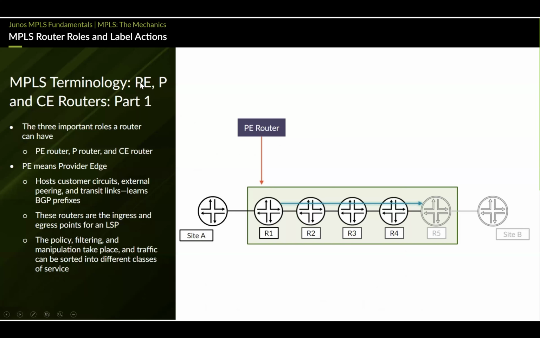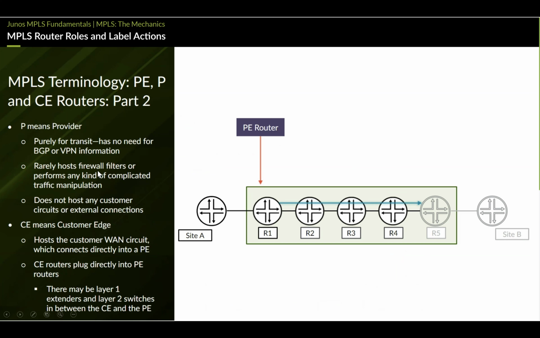MPLS terminology: PE, provider edge router, P, provider router, and C, customer routers. So this is the naming convention in MPLS topology. Here router 1 is the PE router, the provider edge router. PE hosts customer circuits, external peering or transit links, and learns BGP prefixes. These routers are the ingress and egress points for an LSP. Policy filtering and manipulation take place, and traffic can be sorted into different classes of service. So this is the PE router.